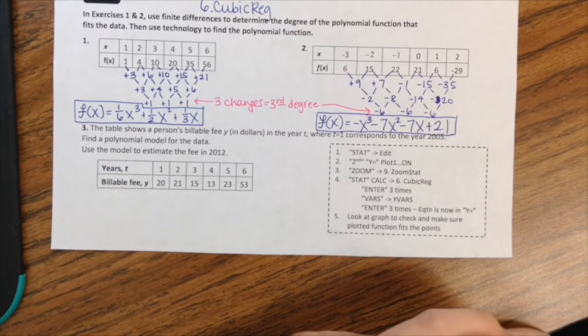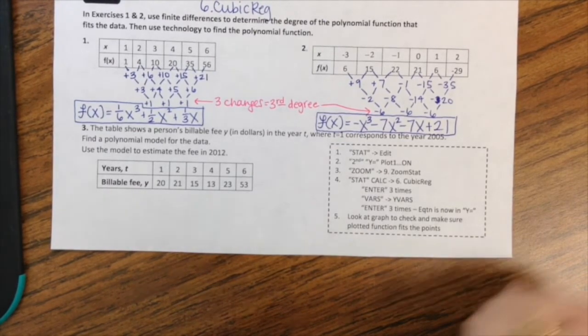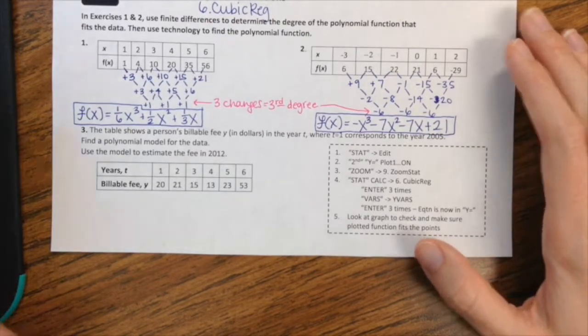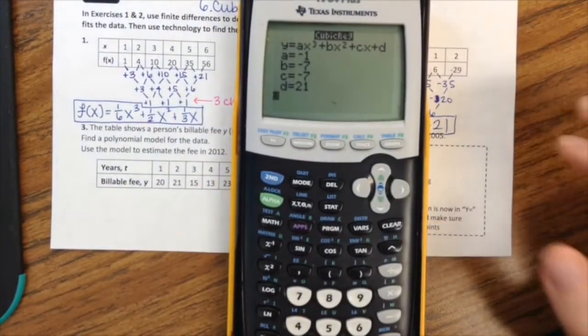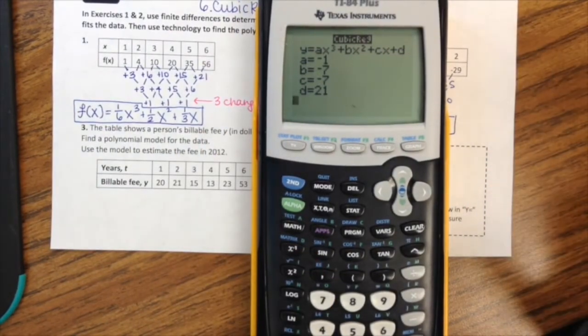Well, we can't really count finite differences here because this is a real-world situation. So when you get to a real-world situation, not all data works out perfectly for you. So what we're going to do is type the data points into StatEdit, and then look at a graph of what those points look like.